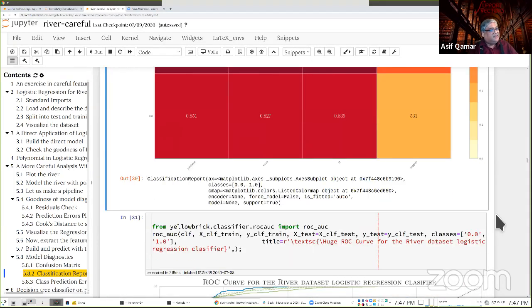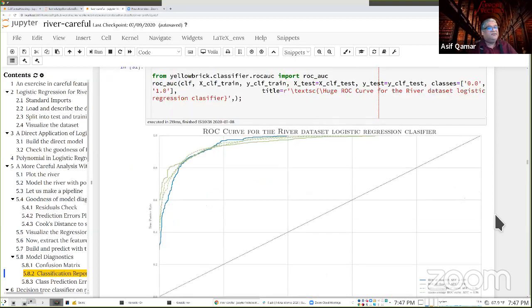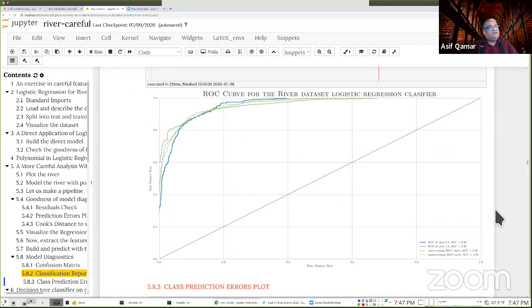AUC ROC curve, area under ROC curve. Just as a recapitulation, what is the area under the ROC curve? Should it be more or less, guys? Do we remember that?